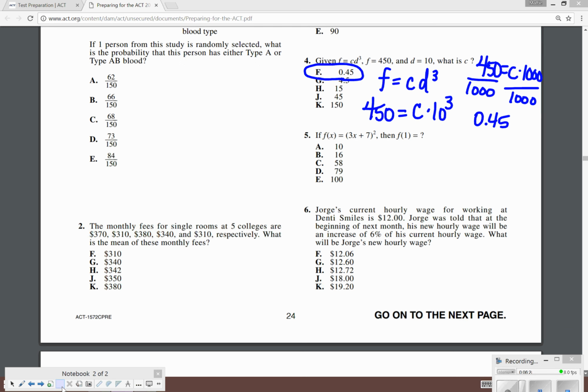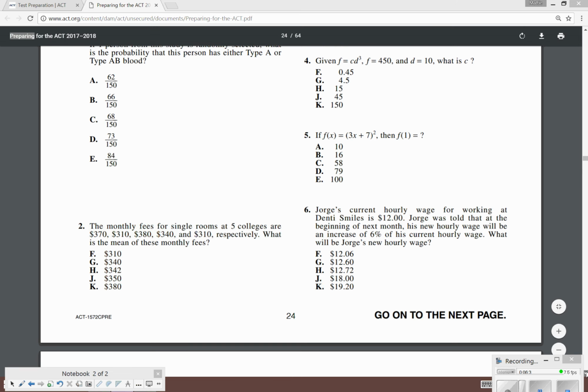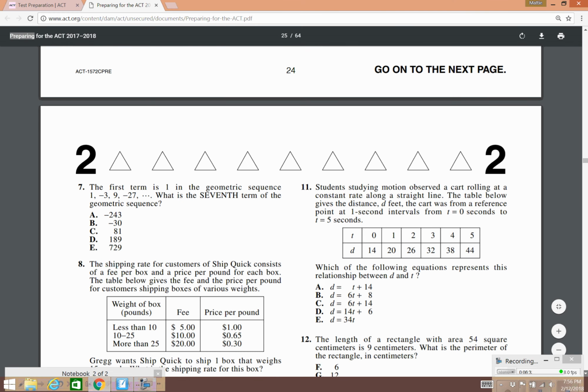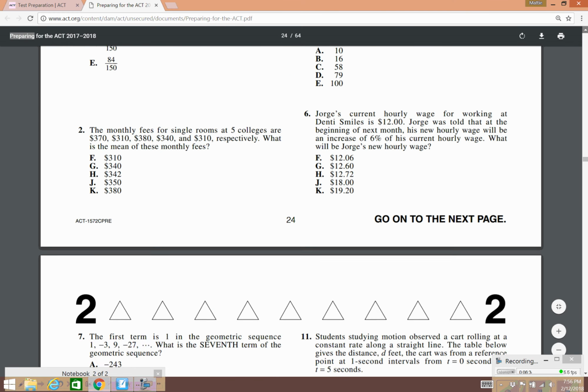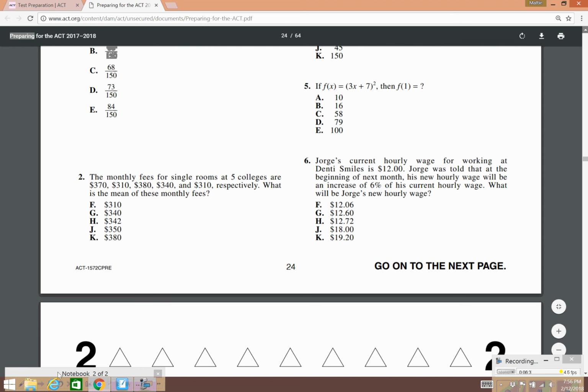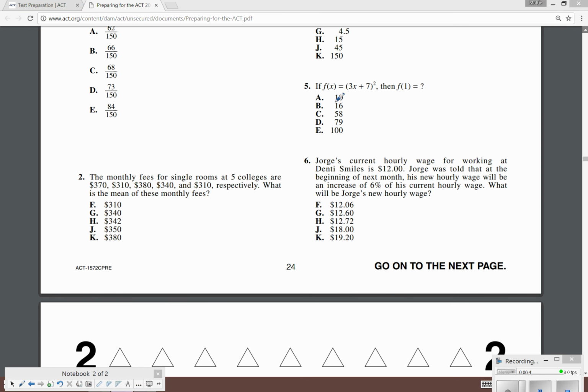Number 5 is similar to that, only it's written a little bit differently because number 5 is in function notation. And in function notation, it's your job to make sure that you know how to read what the question is asking. What they're telling you in number 5 is that you have a function, and here is the function, 3x plus 7, that whole quantity is squared. Then it asks, what is f of -1?